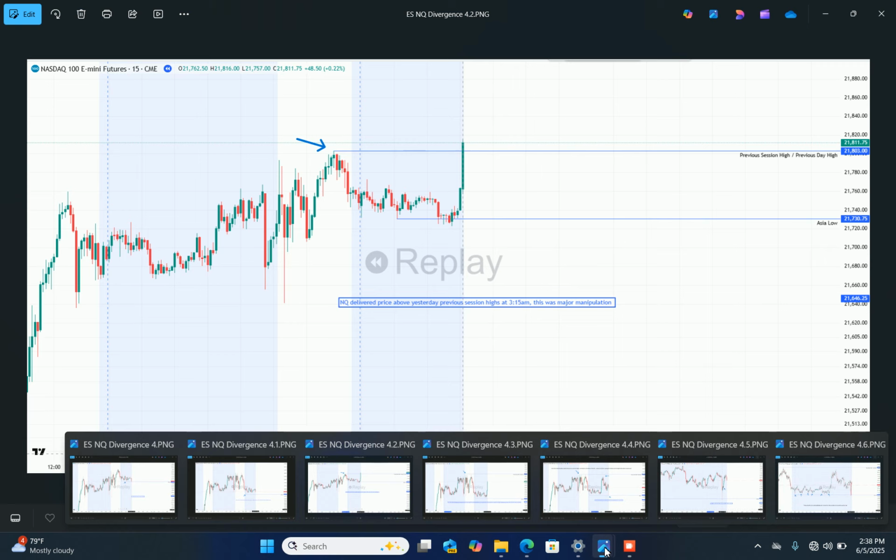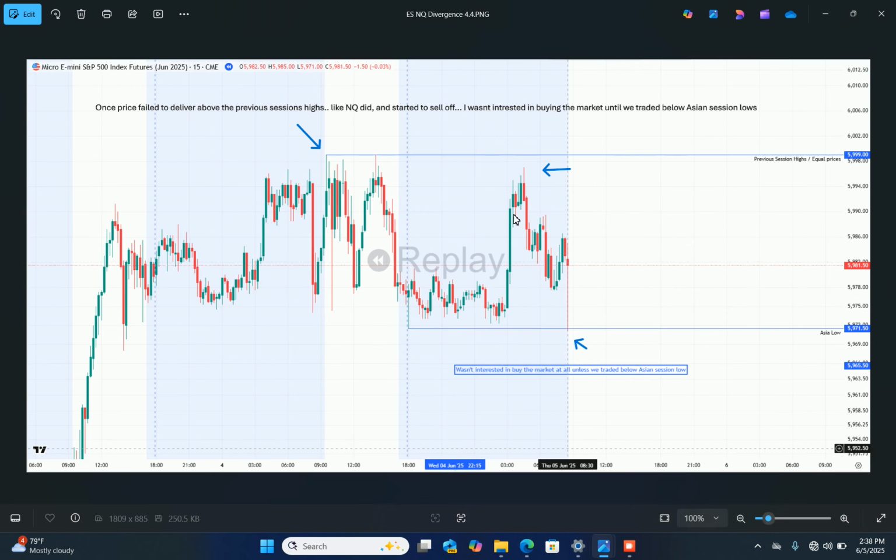So as soon as this stuff started happening, I didn't want to sell the market. Selling the market didn't come into my mind. I still wanted to buy the market. Why? Because NQ already traded above those previous session highs. So I wasn't interested in buying the market at all unless we traded below the Asian session low. And that's what we did on this one candle right here. It's a big long wick. It just traded all the way down there, and that's where I got in.